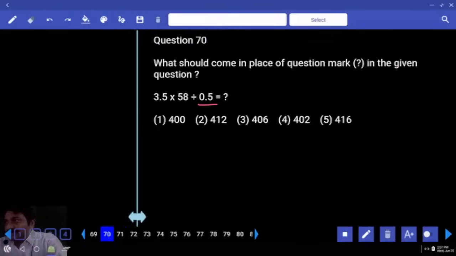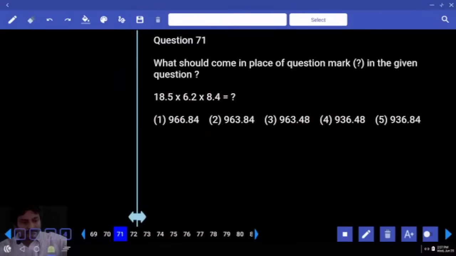This comes in the denominator. This is in the numerator. 1 digit is there after the decimal in both numerator and denominator. Correct? So treat it as 35 and then 5. 5 how many times? 7 into 58. The answer ends with, 2 options are there. 750 is 350. 7 into 8, 56. 350, 56, 406. Last digit won't work.